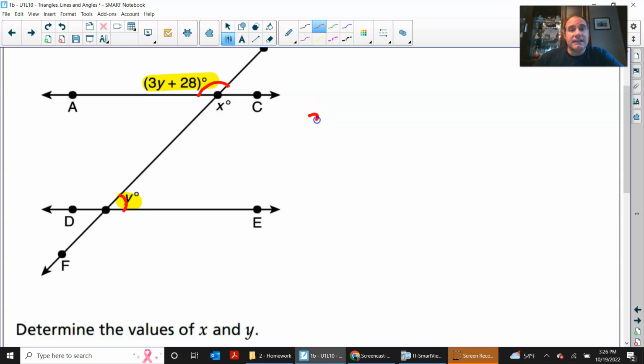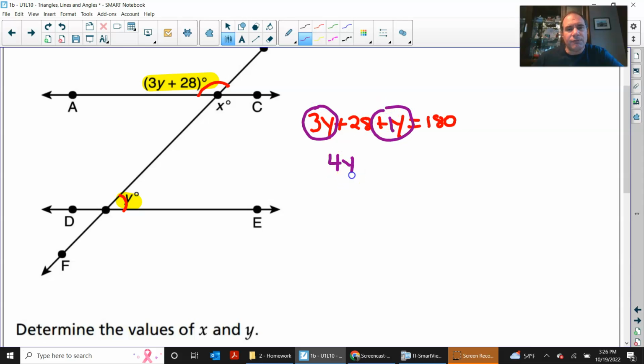Supplementary angles are not equal to each other, so I'm going to put 3y plus 28 plus y equals 180. And now we are going to go ahead and solve for y. So we have 3y and y. Remember that this right here is a 1y. So 3y plus y is 4y. I'm going to bring down that plus 28, and I'm also going to bring down the 180.